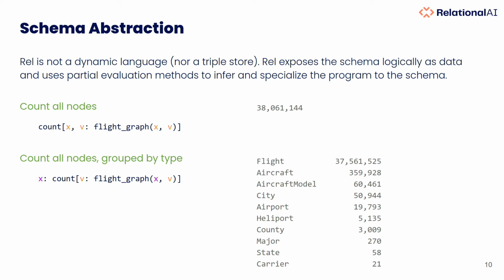All right, so next, schema abstraction. In typical graph systems, you really want to query the graph and actually understand what the types of nodes and the relationships in the graph are. So we support that, even though REL is not a dynamic language, the schema appears logically as data, and that means that you can query it. For example, you can ask for the count of all nodes in the graph. That's kind of obvious. I suppose that you want that, and you get 38 million. You can also ask for the count of all nodes grouped by type, and then you get, let's say, flight, aircraft, and all that. So notice that here the type is really schema, but we're treating it logically as if it's data, and that's why we can write these aggregations over it.